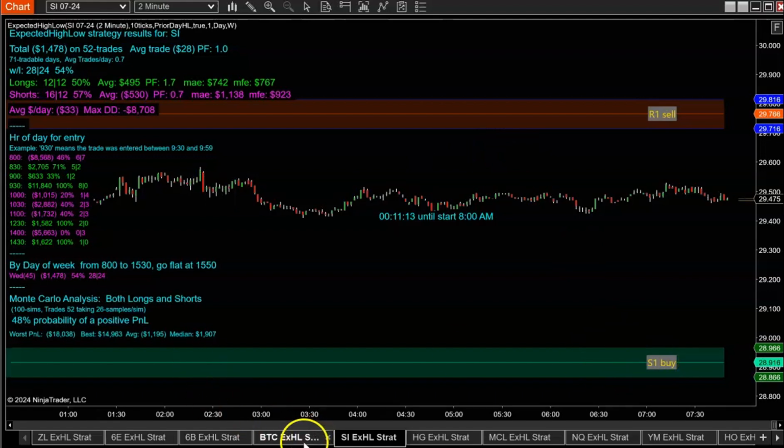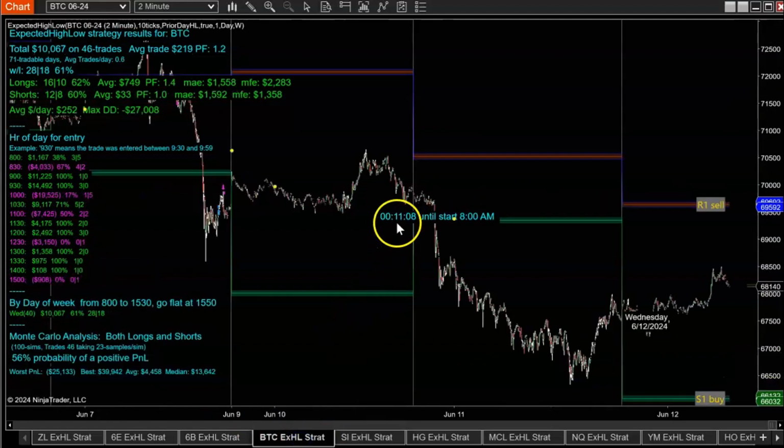Okay, let's take a look. We've got 11 minutes until the start at 8 o'clock, so something to keep in mind. Bitcoin, if you're a Bitcoin trader, Wednesdays are really good for running the system. So buying at S1, we do 16 wins, 10 losses. So 62% of the time we're doing the right move. Profit factor is not too bad. Average trade is 749. We do have a good amount of adverse excursion.